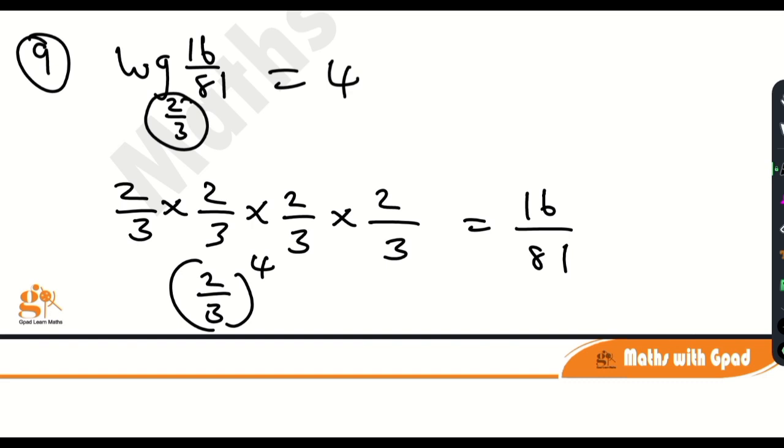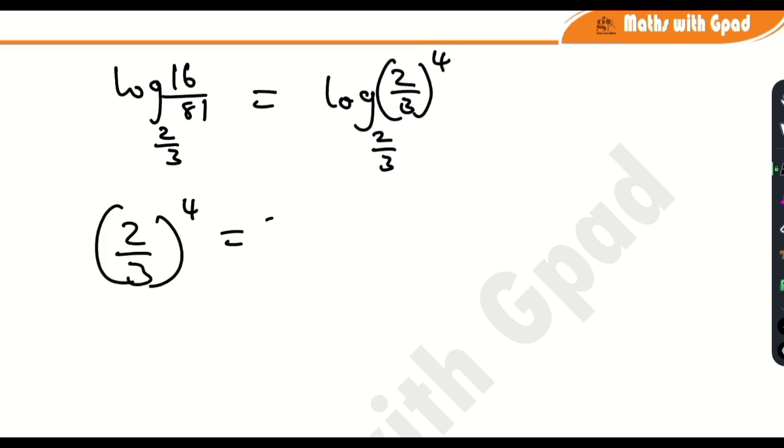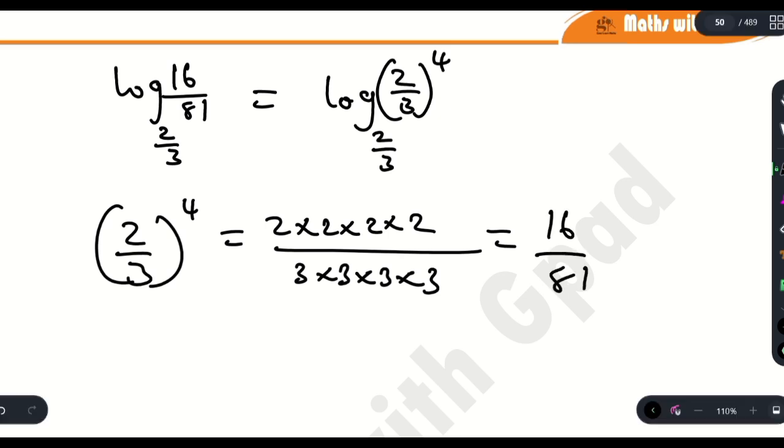If you choose not to use this method, let me show you another way you can do this. Look at 16 over 81. Can I express it as a power of 2 over 3 so that the argument and the base will be the same? Of course I can. So this will be equal to log of 2 over 3 all raised to the power of 4, with base 2 over 3. How am I so sure of this? Because 2 over 3 all raised to the power of 4 is 2 times 2 times 2 times 2 over 3 times 3 times 3 times 3, which is 16 over 81.